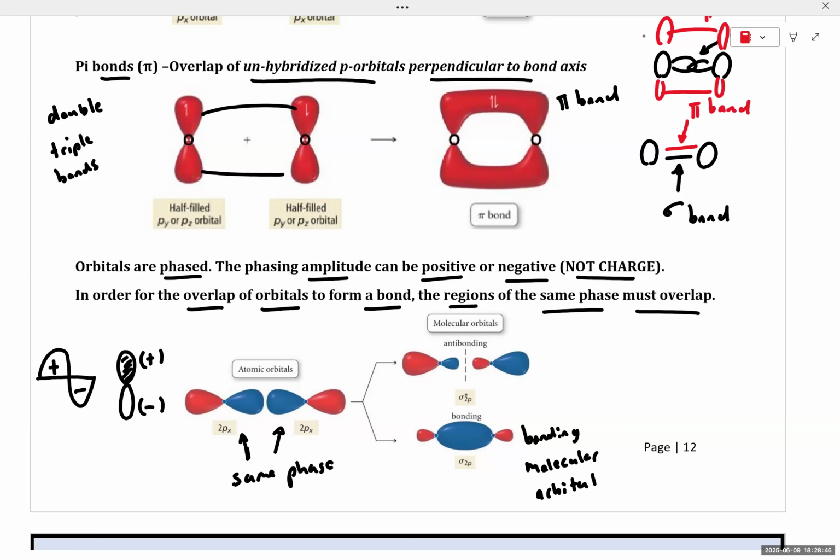In terms of destructive interference, if we try to overlap regions of the opposite phase, we get what's known as an antibonding molecular orbital. It is important to pay attention to orbital phasing, as that helps us understand how orbitals can overlap to form bonds, both sigma bonds and pi bonds.